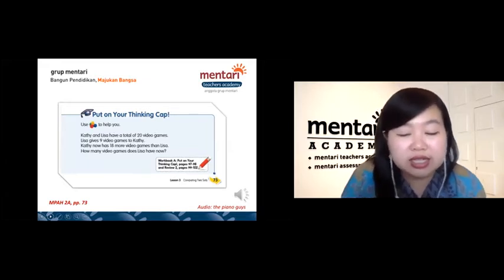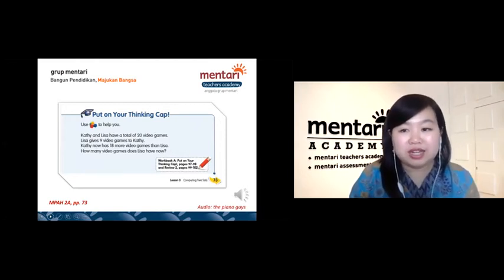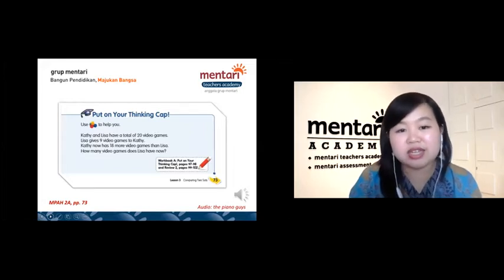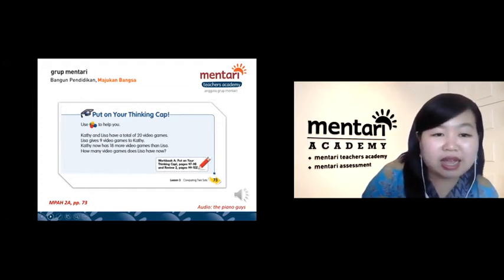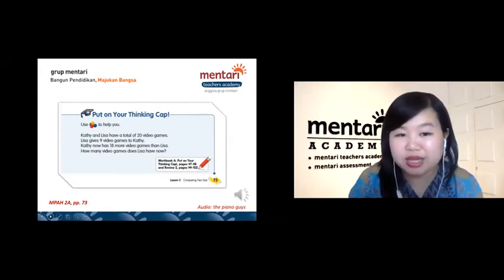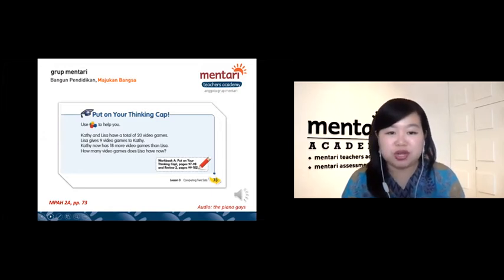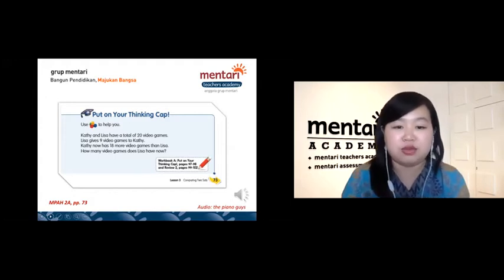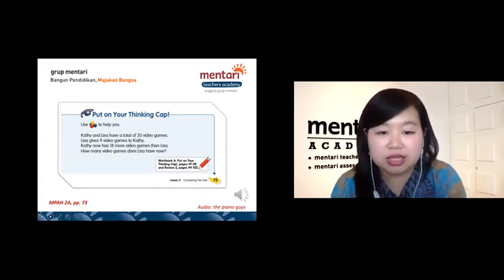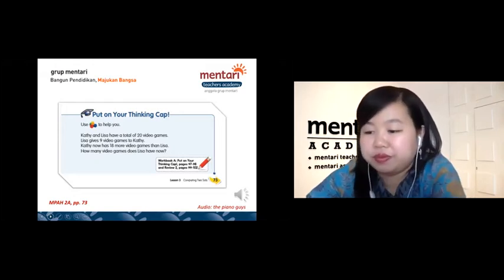Okay, this is another opportunity for put on your thinking cap. So if you can try this maybe for about 2 minutes or so, it will be wonderful. If you have connecting cubes, you can use that, but I guess at this time you can just use your paper and pencil and try to see what will be the solution for this one. If Kathy and Lisa have a total of 20 video games and Lisa gives 9 video games to Kathy, Kathy now has 18 more video games than Lisa. How many video games does Lisa have now?